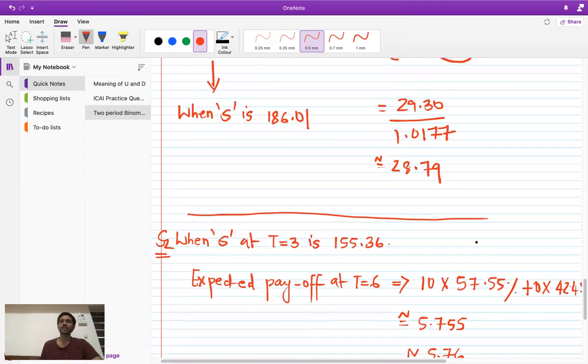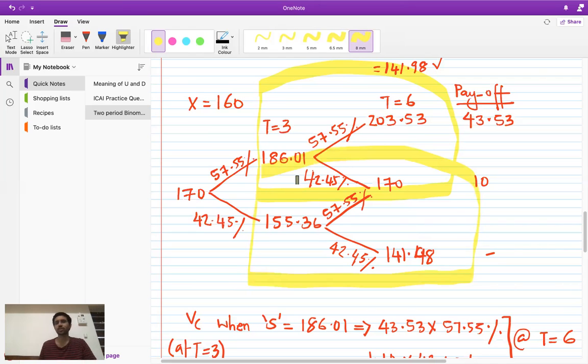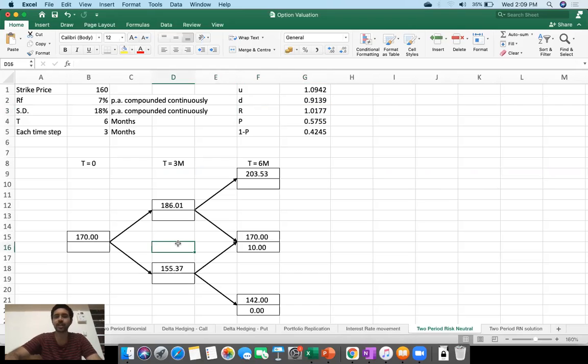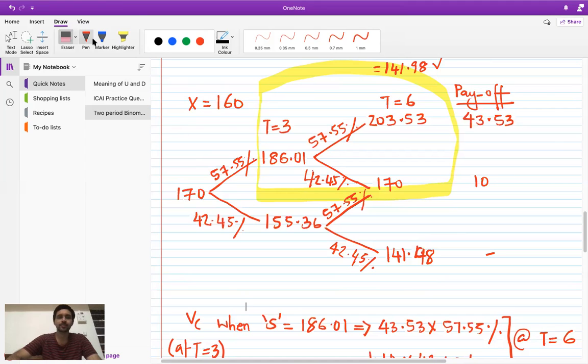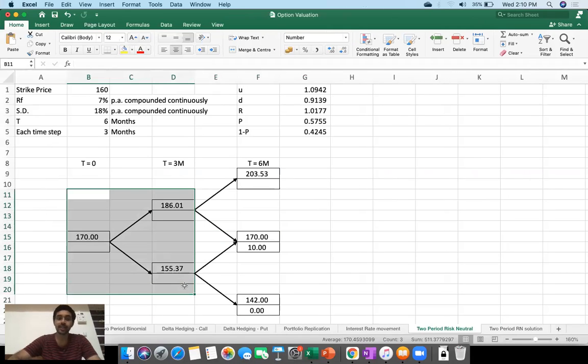Now if you look at it, when we were calculating the value of the option at this particular node, we basically just looked at this part of the binomial tree, the bottom side. Or if I show it to you in the Excel, we were concentrating on this part of the binomial tree. Now we will be concentrating on this highlighted portion of the binomial tree. We will be ignoring the rest of it.